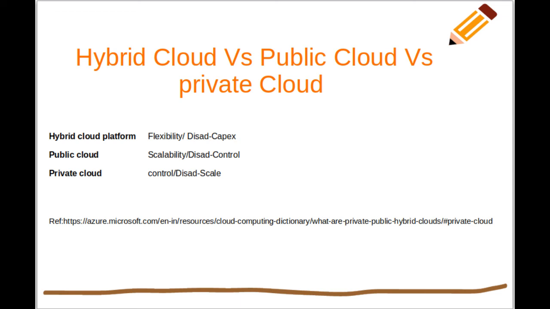To summarize very briefly: you can go with the hybrid cloud if you need flexibility, as it's the most flexible. You can go with the public cloud if you need something highly scalable and agile. If you are limited by some legal boundaries and compliances, then the private cloud is the solution for you.